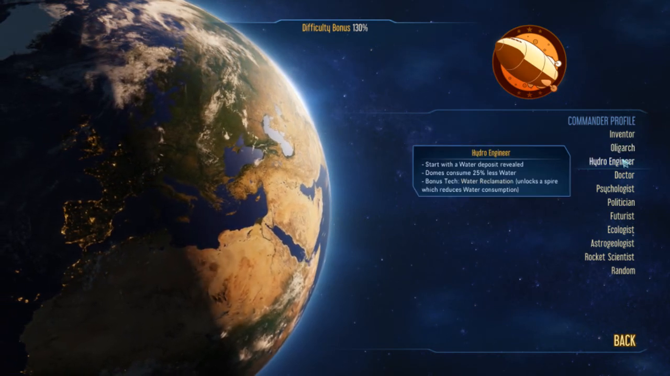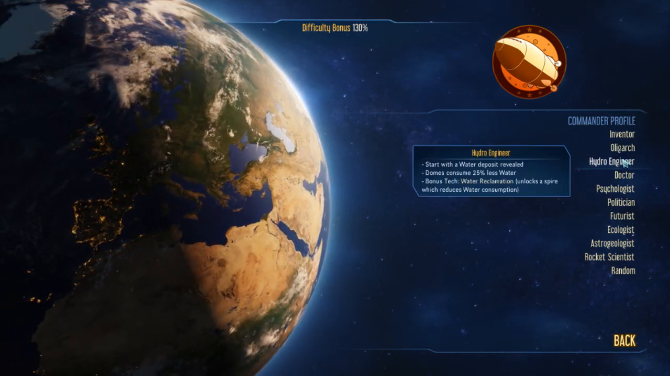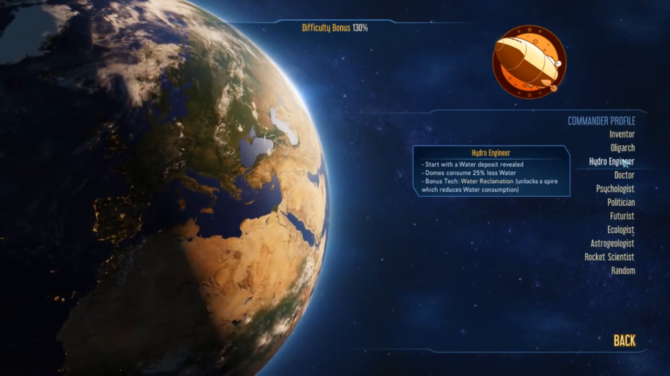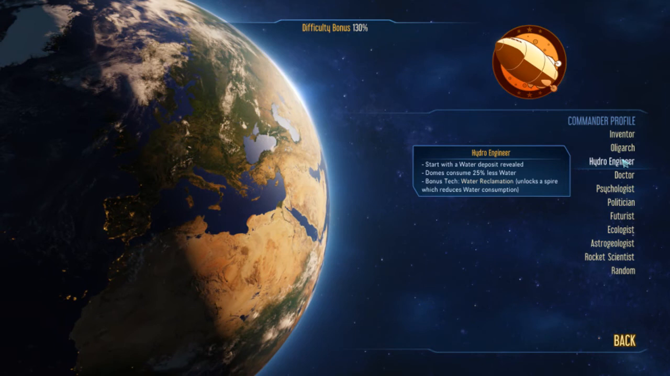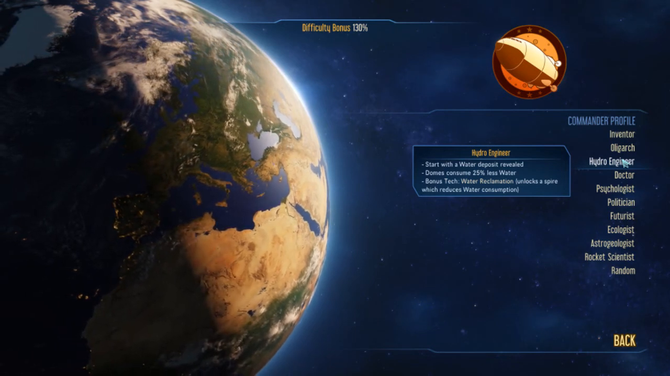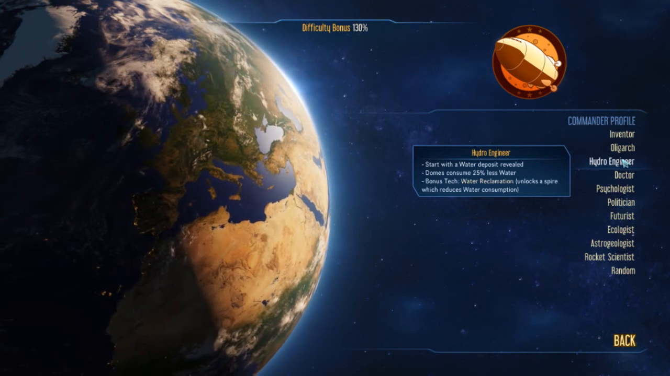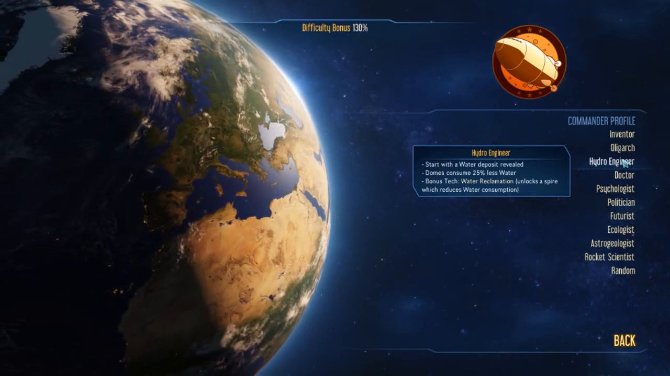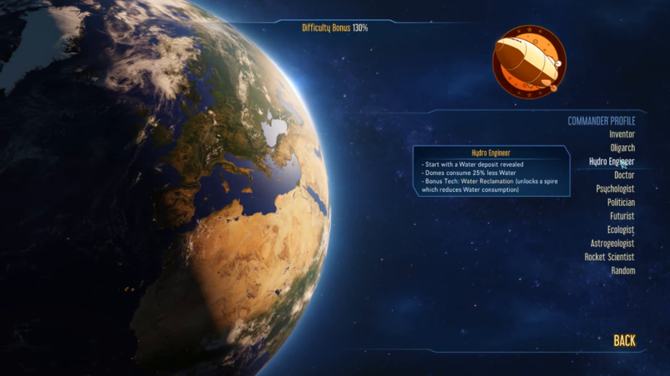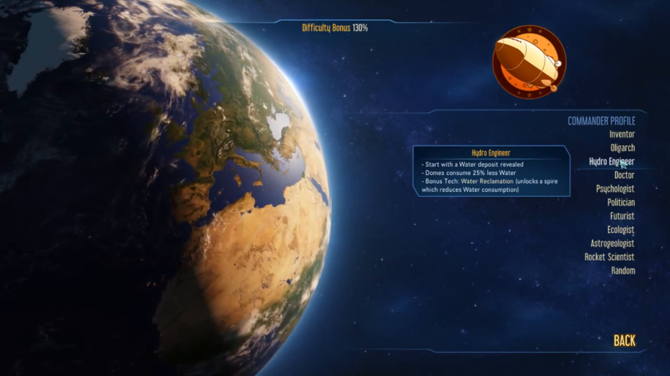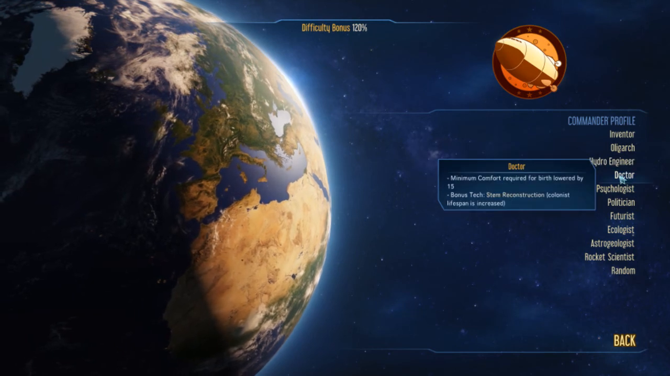The next one is the Hydro Engineer. I find this to be quite useless under most circumstances. You only get one water deposit revealed, which might be somewhere stupid that you don't really want to actually colonize near. Domes consuming 25% less water is quite nice. Bonus tech of water reclamation. Water reclamation is not something you're going to really need in the early game, so I don't think that that's too useful, and you'll be able to tech to it pretty much eventually. It doesn't take too long, generally speaking, to get to.